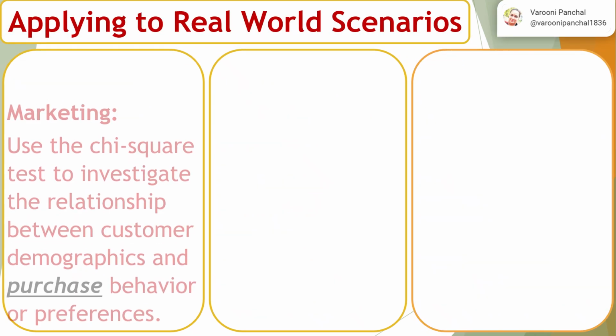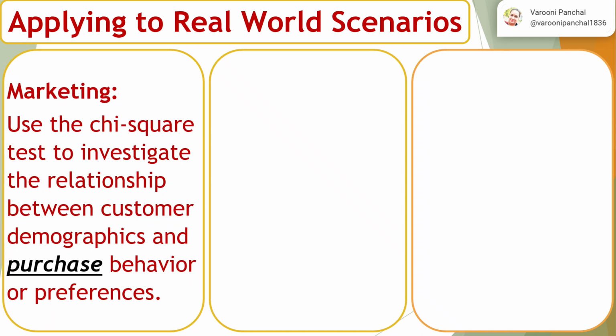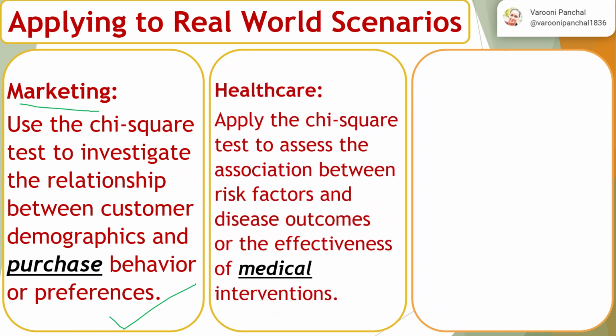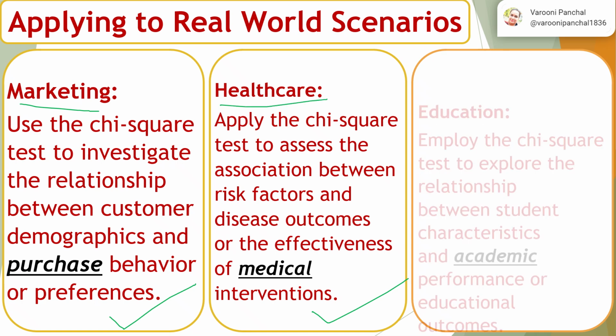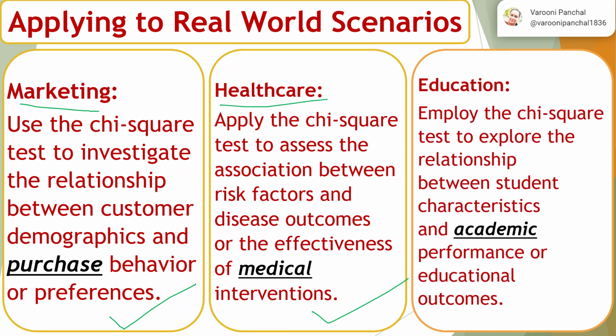Applying to real world scenarios. Use the chi-square test to investigate the relationship between customer demographics and purchase behavior. So you can use this in marketing. Healthcare, where you need to assess the association between risk factors and disease outcomes or from the medical intervention point of view. So you can use it in the healthcare sector. Education. Employ the chi-square test to explore the relationship between student characteristics and academic performance or educational outcomes. So you can also use it in the education field.